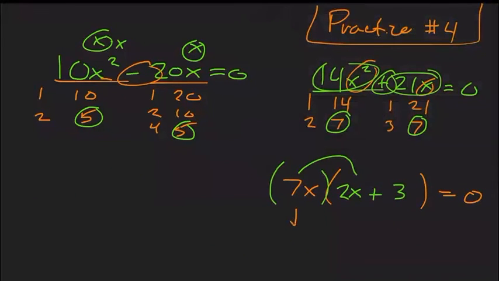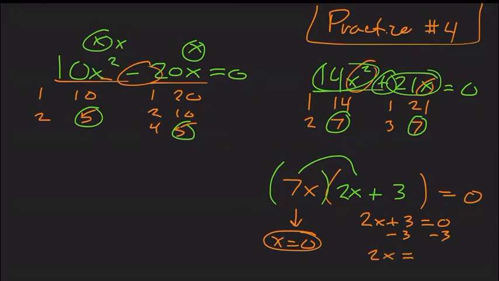This one, like we said, when it's just a number in front of x, it's always going to be x equals 0, because 7 times 0 is 0. And then over here, let's set it up. 2x plus 3 equals 0, minus 3. 2x equals negative 3, divide by 2, and x equals negative 3 over 2.